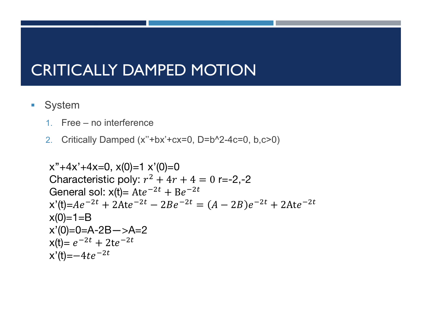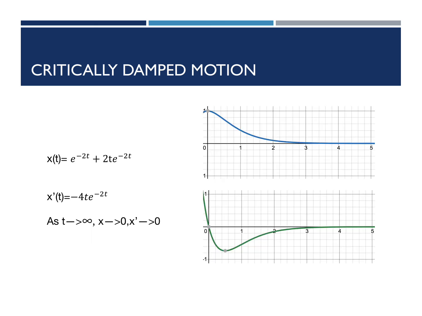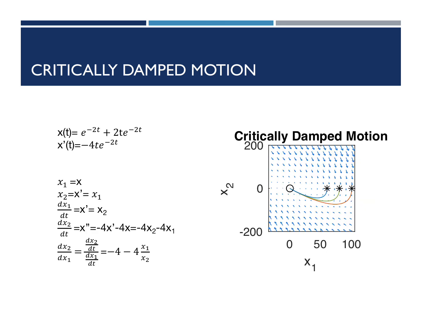x of t equals e to the minus 2t plus 2t e to the minus 2t, and x prime of t equals minus 4t e to the minus 2t. This is our waveform, and you can see that when t goes to infinity, x and x prime both go to 0. It never actually reaches 0, but gets very close to 0. And this is a phase plane that we simulate for the critically damped motion.